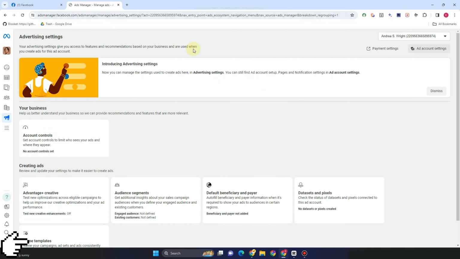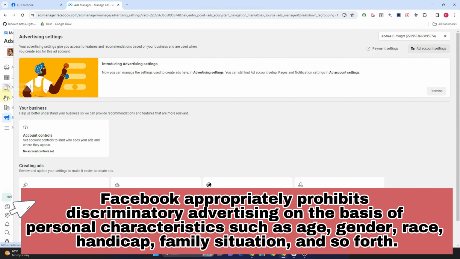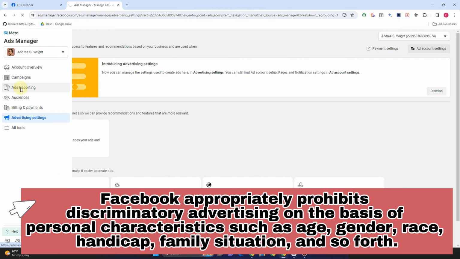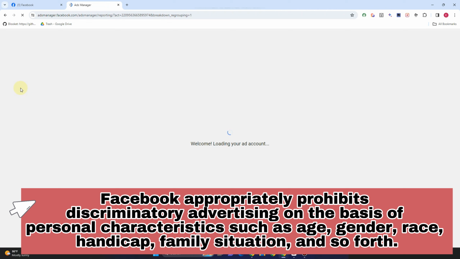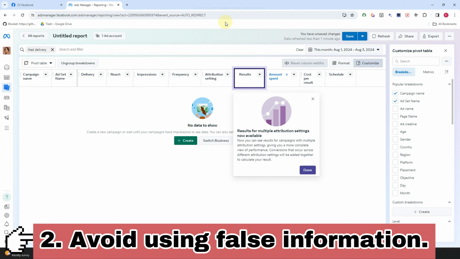Number two, avoid any kind of discrimination. Facebook appropriately prohibits discriminatory advertising on the basis of personal characteristics such as age, gender, race, handicap, family situation, and so forth.